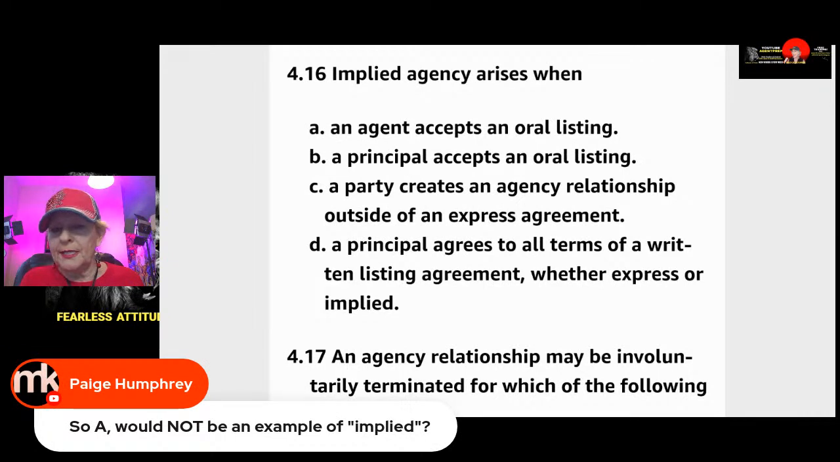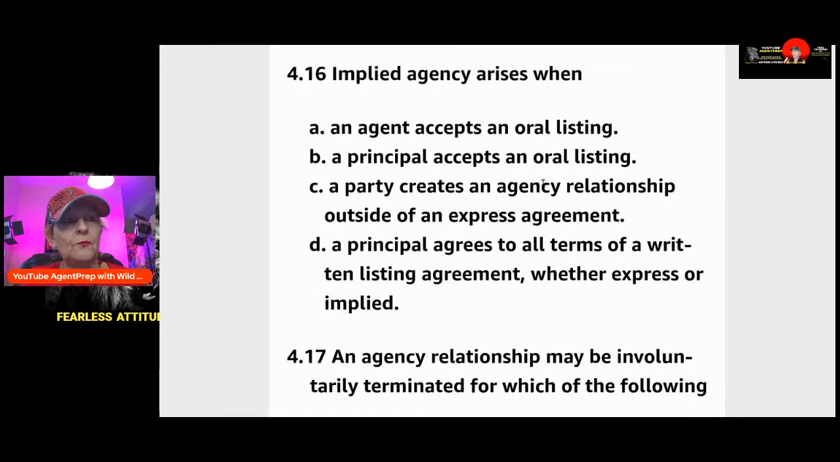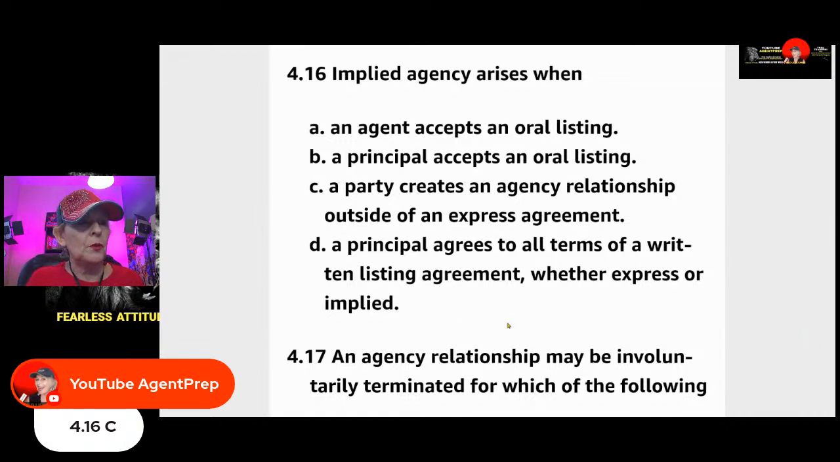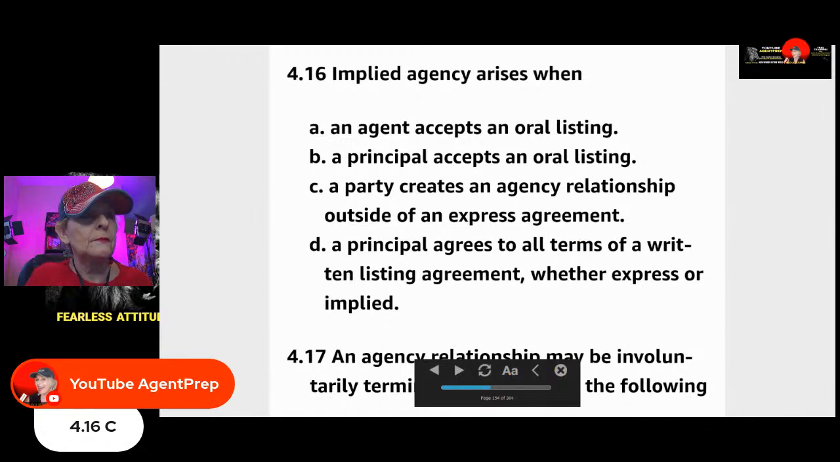So A would not be an example, right? Yeah, it would not. Why? Because it's an oral listing. Okay. So we're not accepting anything orally. We're just implying that we're doing something together. So look up the word imply, okay? Vocabulary. Implied agency relationship.